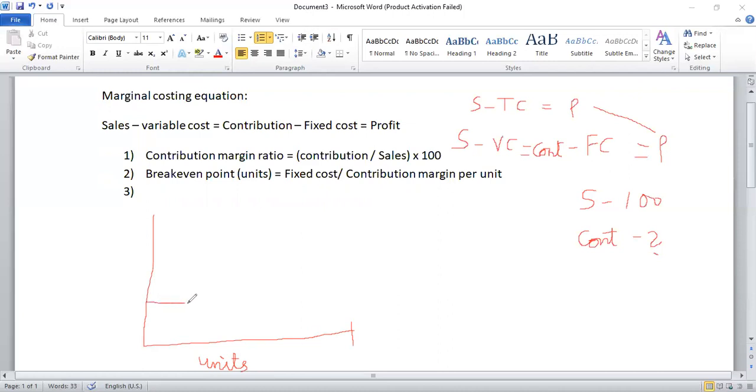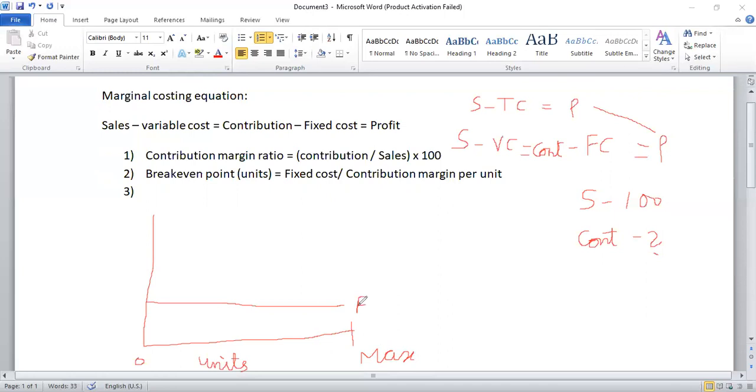It is incurred right at the time of 0 number of units, and it is the same until it reaches the maximum capacity. From 0 till the maximum number of units, fixed cost is a cost which remains fixed. Fine, this is a fixed cost.